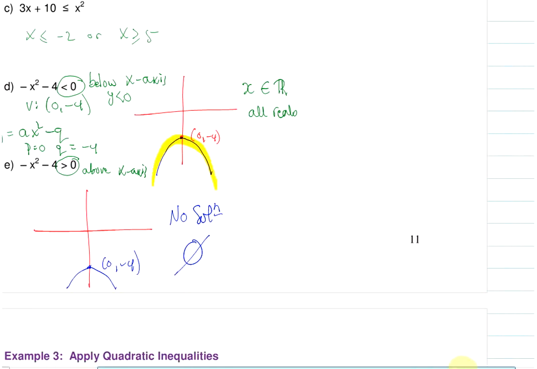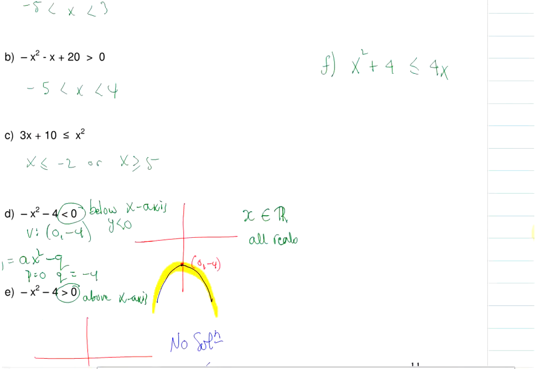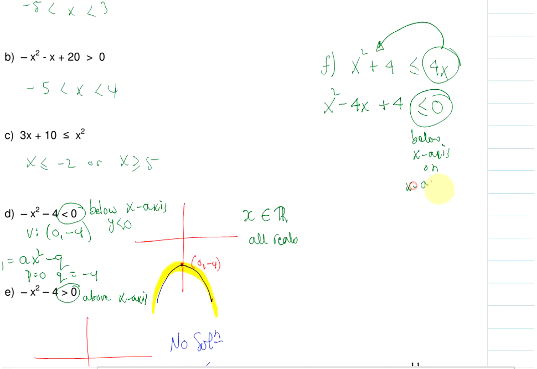Okay, so let's take a look at F. We need to put it in the form of ax squared plus bx plus c is less than or equal to 0, so we need to move the 4x to the left. It becomes negative. Okay, so this means below the x-axis and on the x-axis. Right? We want where y is less than or equal to 0. So let's factor.